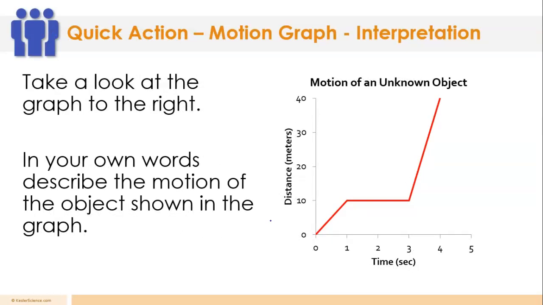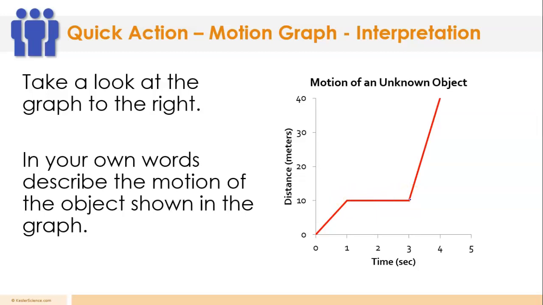Take a look at this graph for just a moment. What do you think this graph might be telling us? Well, possibly here at the first part, for the first second, we've got an object that's moving along at 10 meters per second. We know that because it went 10 meters in 1 second. And then all of a sudden this object comes to a stop. And is stopped from 1 second to 3 seconds. So for a total of 2 seconds, that object is stopped.